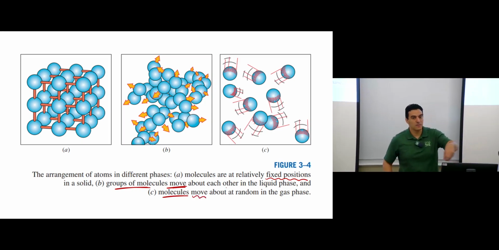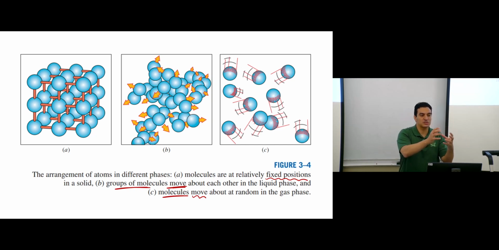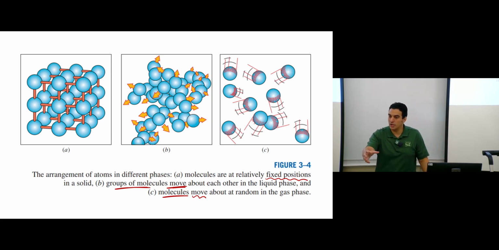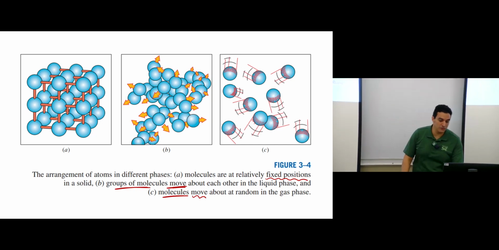So we have solid, liquid, gas. The intermolecular forces are very strong in the solid, very weak in the gas. So this is why in solid the molecules are almost fixed, they just vibrate. In liquid you can see groups of molecules free to move. In gas each molecule is totally free to move.